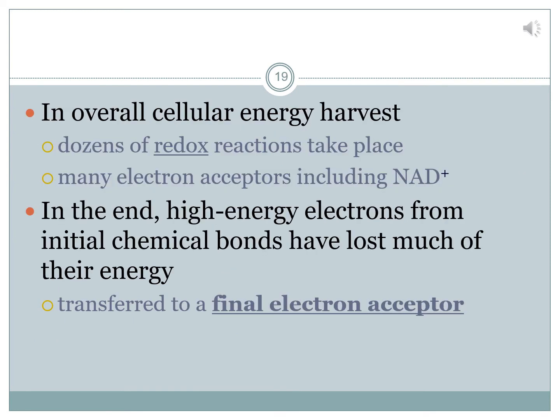In overall cellular energy harvest, dozens of redox reactions take place. Many electron acceptors, including NAD+, are used. In the end, high energy electrons from initial chemical bonds from food have lost much of their energy. This energy is transferred to a final electron acceptor.